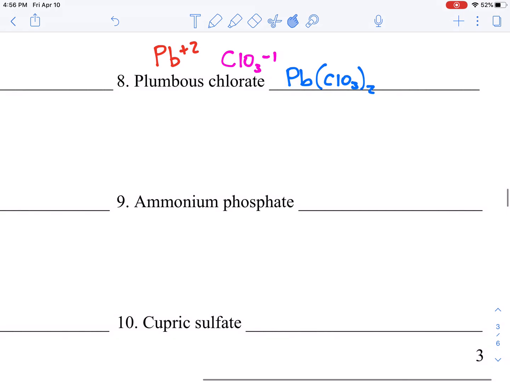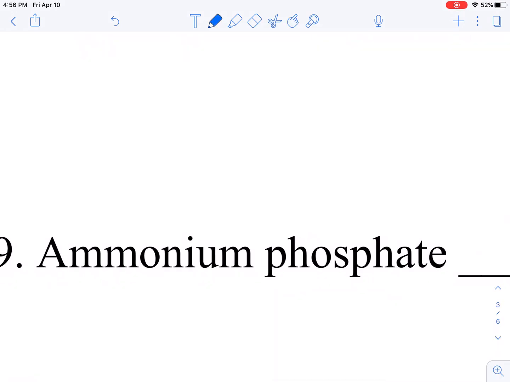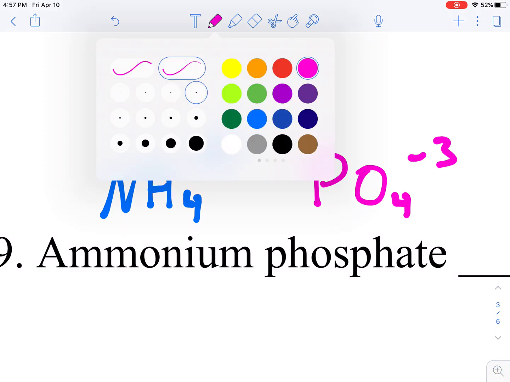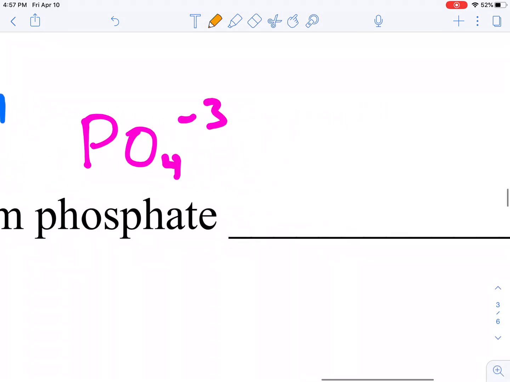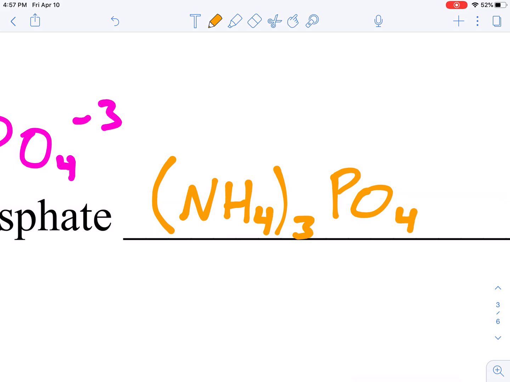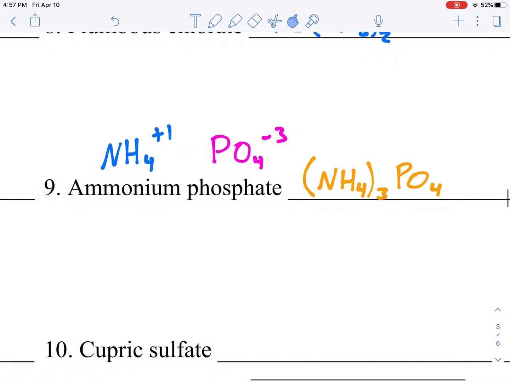Let's look at ammonium phosphate. So ammonium is tricky. You might be looking for it on your list of ions, but it's not there. It's actually a polyatomic ion. Be careful because ammonia is NH3, but ammonium is NH4 with a +1 charge. And phosphate is PO4 -3. So again, we need 3 of those ammonium ions to cancel out that phosphate. And so we need parentheses, right? We need 3 of the NH4 group, and we need 1 of the PO4 group. And that's what's going to give us our neutral compound.